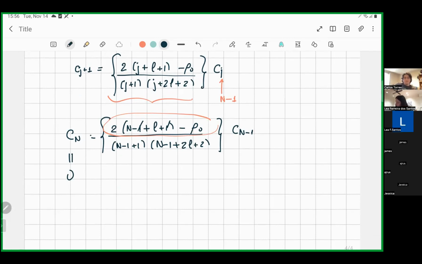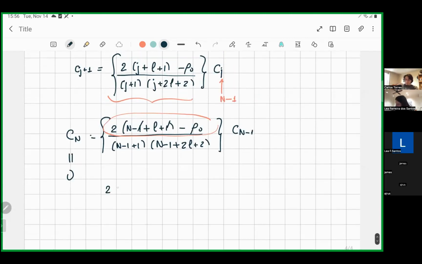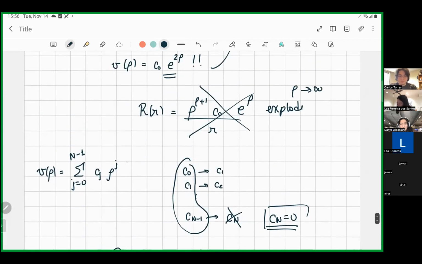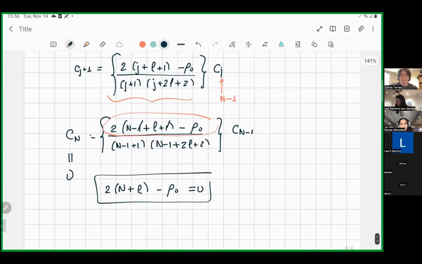So continue. This numerator has to be 0. And so we found an equation which is 2n plus L minus rho 0 has to be 0. That's how we truncate. That's how we guarantee that this series now is not going to give us an exponential. This series is just giving us a polynomial. So now we have a solution that does not explode. It's physically very good. This is the important part from now on.